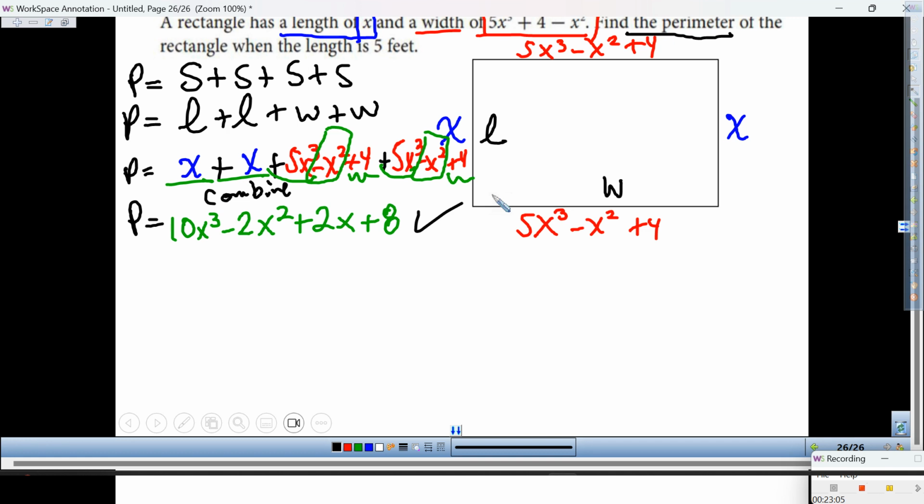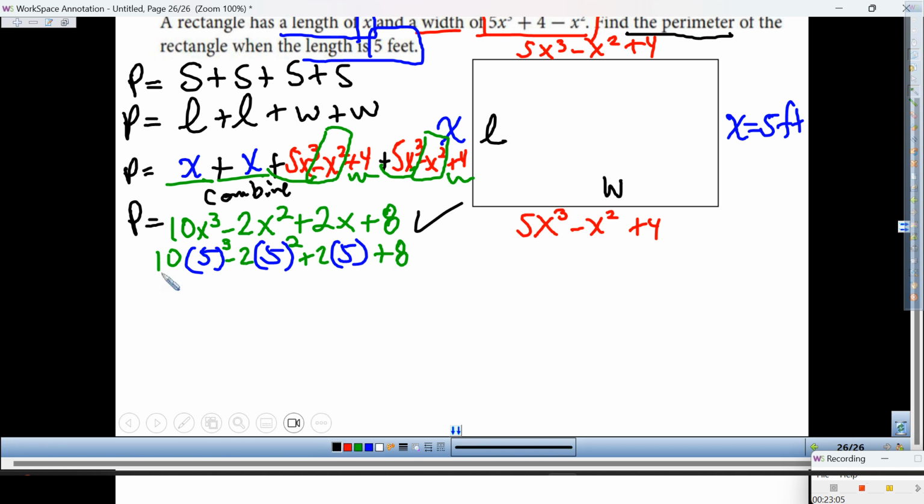Is that a polynomial? Yes. Does that model the perimeter? Yes. But are we done? No. It says the length is what? 5 feet. So where's my length? Here. That means that x is 5 feet. So what does that mean, Mr. Q? That you're going to substitute for every x 5, 5, and 5. Bring everything else down. And all that equal to the perimeter.